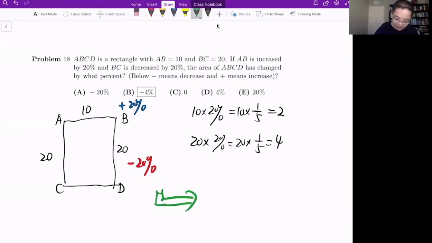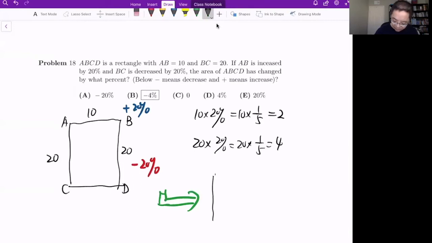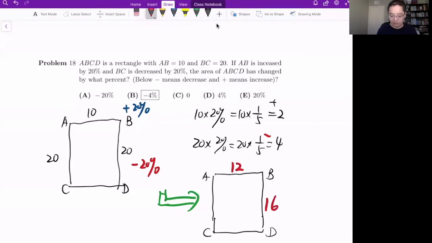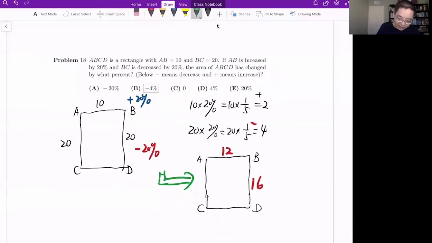So we get the new rectangle. One side is increased by 2, and the other one is decreased by 4, right? A, B, C, D. So this one is add 2, and this is minus 4. So this becomes 12, and this becomes 16. Okay, so now let's look at the area.